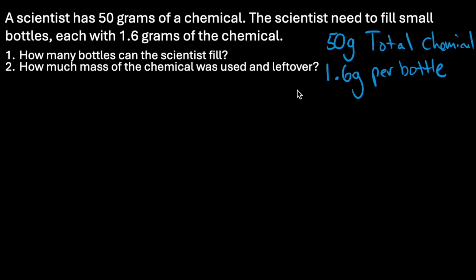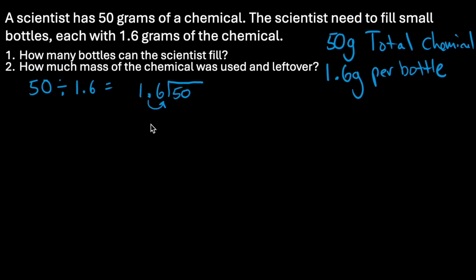So this is a division problem. 50 will be the dividend, and 1.6 will be the divisor. And we need to turn this into a long division. So the divisor goes outside the long division symbol, and the 50, the dividend, goes inside. And we have this decimal here, so we need to get rid of that. A way to do that is by moving the decimal to the right once, so we have a whole number, which is 16 in this case.